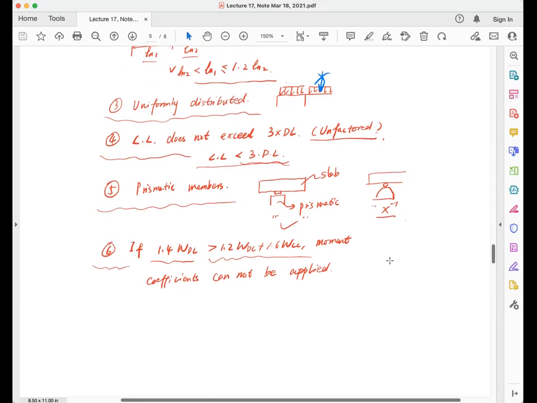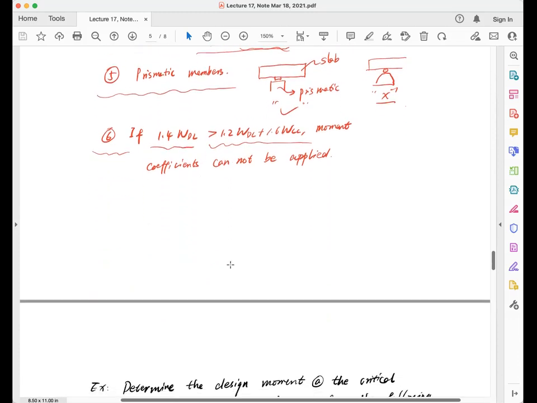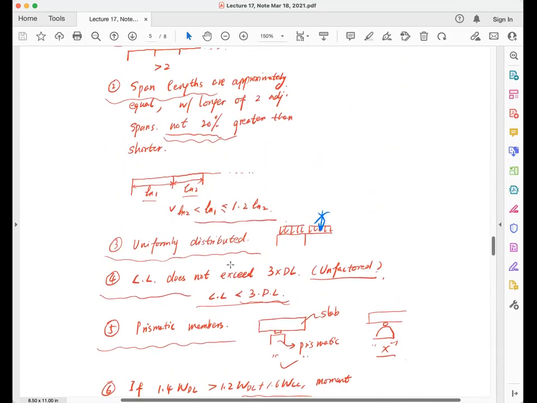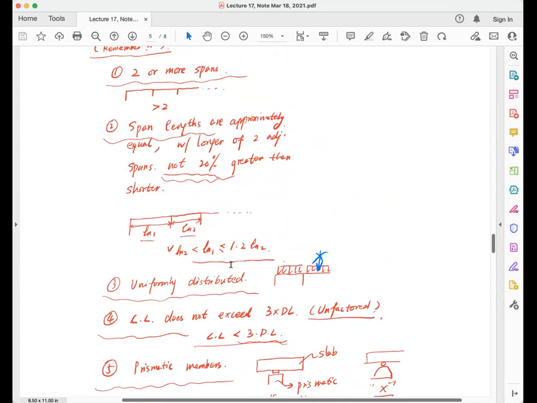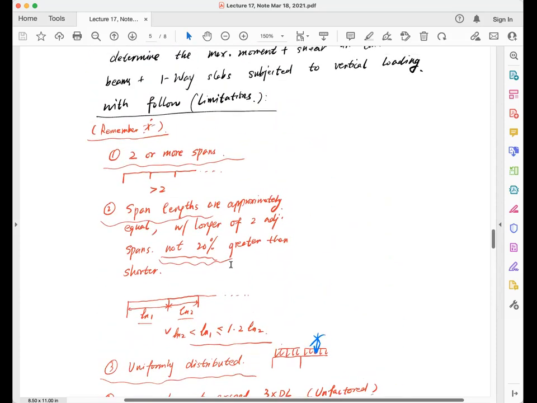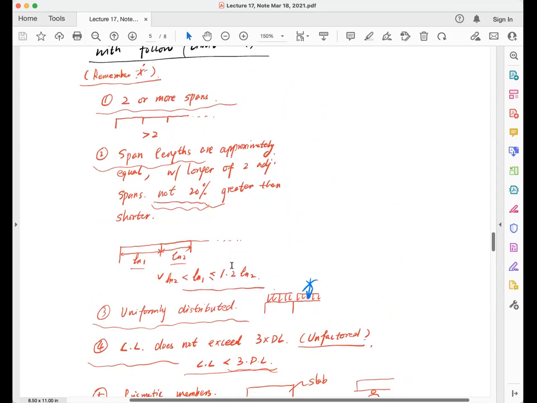Okay. Be careful. And number six, if 1.4 times the dead load is greater than 1.2 times the dead load plus 1.6 times the live load, you cannot use this coefficient. Okay, so you have to check. You see, all these 1, 2, 3, 4, 5, 6 criteria have to be satisfied before you start thinking about using the table. So you have to respect the rules.